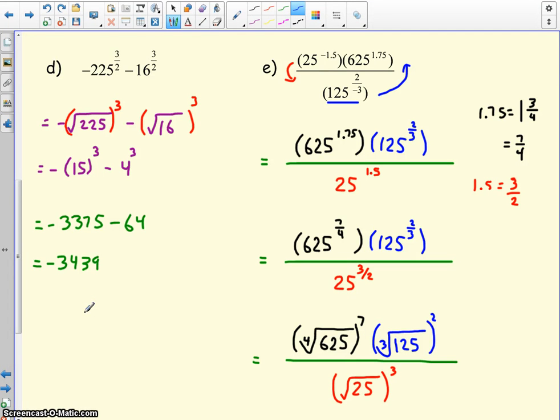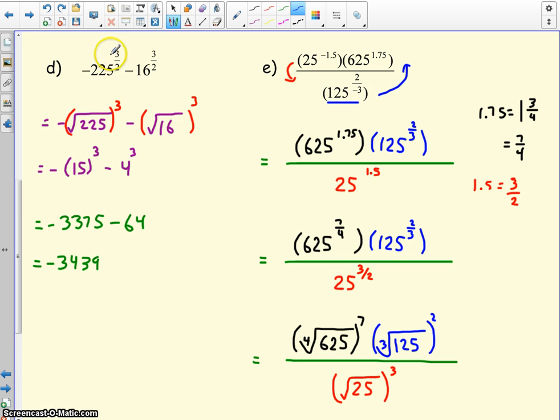Okay, let's just finish up these last two examples here. So looking at this one, D, these are separated by subtraction and they are different bases, so there's definitely nothing we can do to simplify them first. We need to evaluate them separately. So first things first, I convert them to radical form.